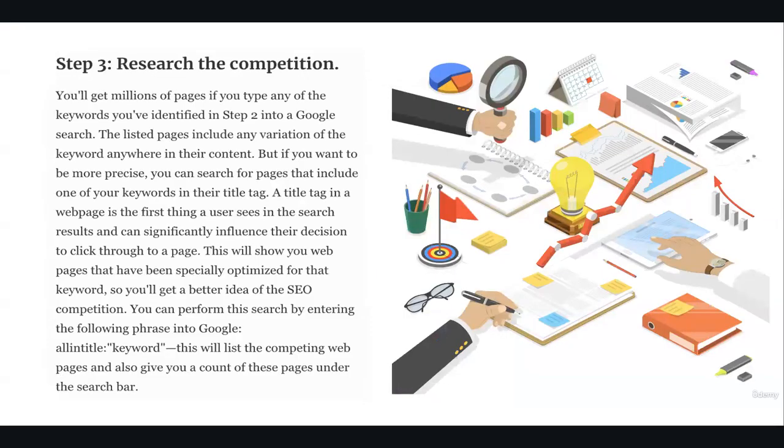Step three, research the competition. This ties into competitive analysis, which is something we'll do a deep dive into a little later. You'll get millions of pages if you type any of the keywords you identified in step two into a Google search. The listed pages include any variants of the keyword anywhere in their content. But if you want to be more precise, you can search for pages that include one of your keywords in their title tag. Guys, this is probably the most important piece: studying the competition.